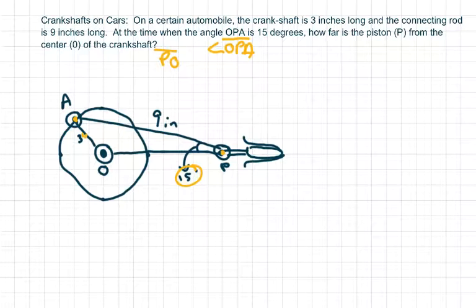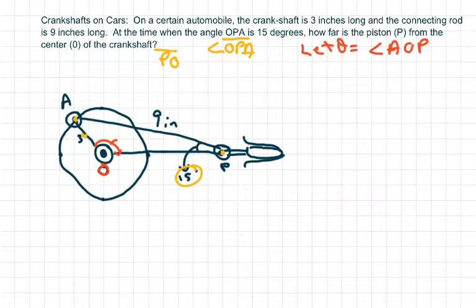So we're going to use the law of sines, and we're going to let the angle at O be theta. I'm going to let the center be theta, because I want to know this angle here. So theta equals the angle we're looking for, AOP.